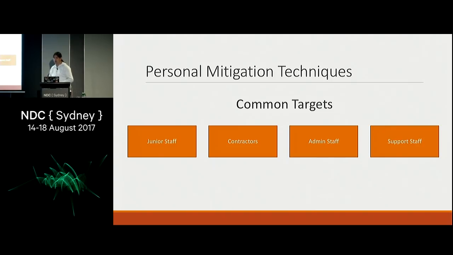Admin staff as well and support staff, again, people that are probably more junior in the company. So if you go in pretending to be an executive and you're trying to get information out of them, they're going to want to help. So they're very easy to target. Whereas if you try and go against someone who's higher up in a company, they're probably going to be a bit more savvy and not as easily manipulatable.